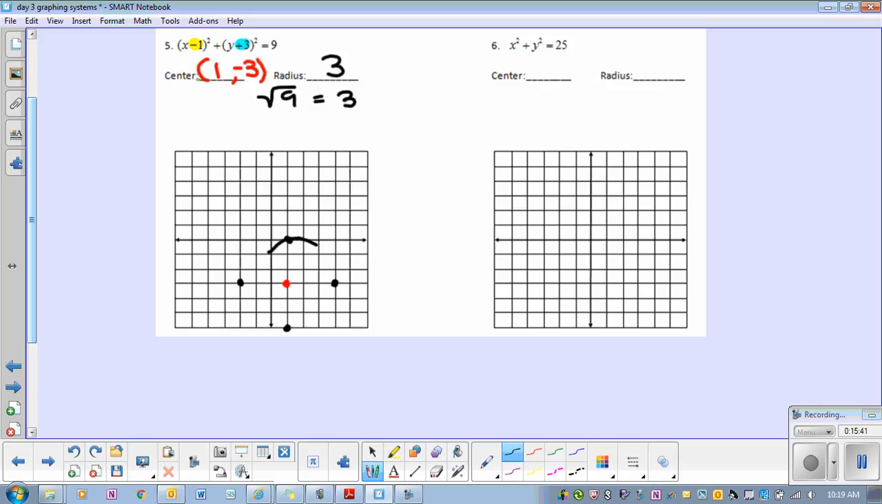And then try your best to get the circle as nice as you can. Listen, I'm not expecting perfect circles because, goodness, I know I can't draw a perfect circle. But make sure it's not a diamond or a square. Okay? You don't want square circles.